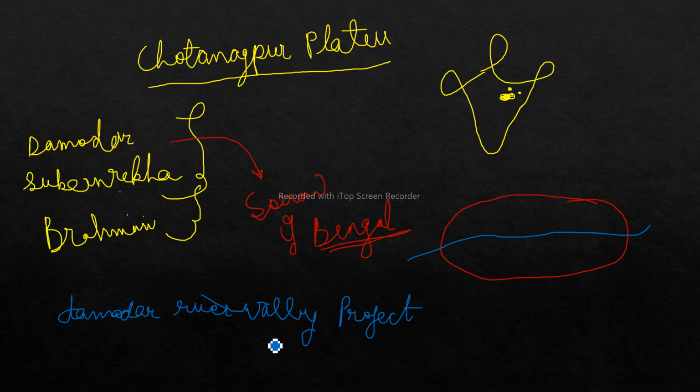And what about the second multi-purpose river valley project? We know that it is Bhakra Nangal, which we will be studying later, in Himachal Pradesh and Punjab, okay. So we are going to discuss this, don't worry, okay.